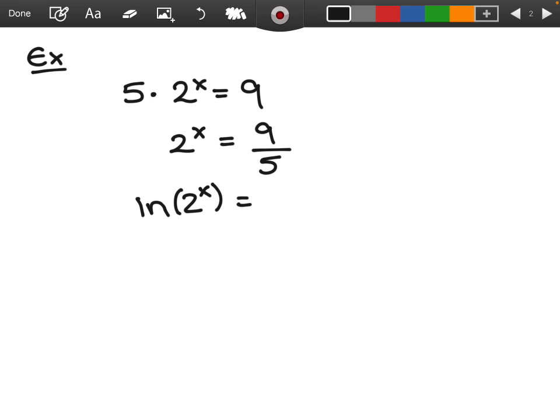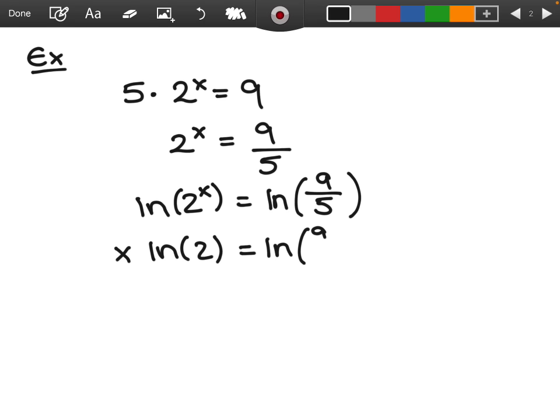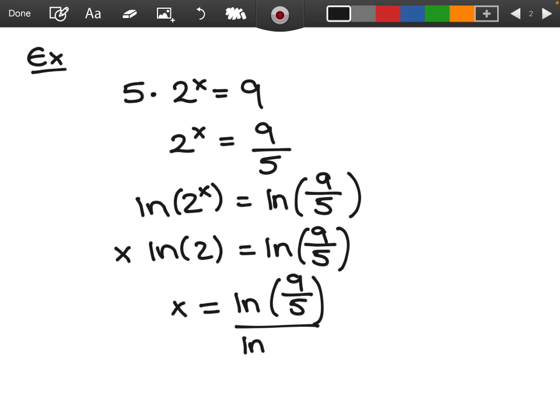So then I take the natural log of both sides, and then I use that exponent to constant rule. And then I can divide through by the natural log of 2. And like I said, it doesn't matter which log you use as long as you use the same one on both sides.